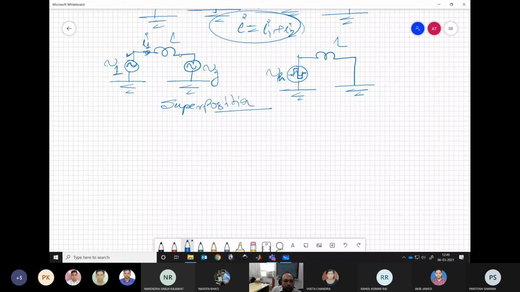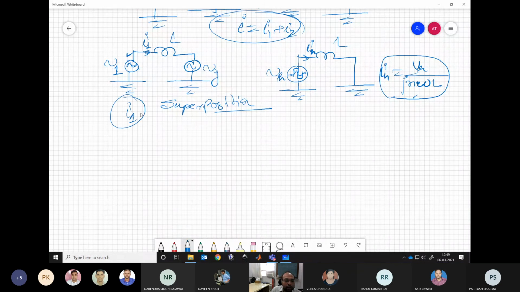Now we know what is I1. We can easily solve for two sinusoidal sources having some phase difference and then impedance. And we have the I harmonic, which we can solve similar to what we have done earlier, VH by N omega L. So we can put a J over here. This is the nth harmonic frequency. And this I1 can be computed here. So again, the total current can be written as I1 plus IH.